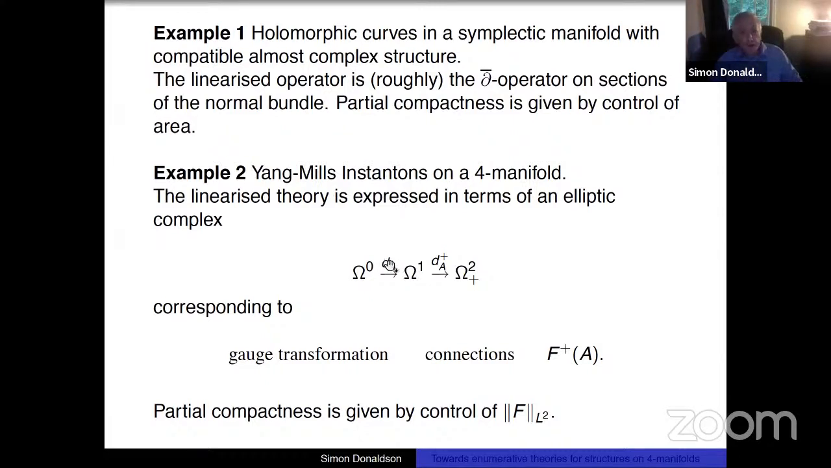And these three objects, of course, this is the linear level, but they correspond to the basic geometric objects in the discussion: the one forms are deformations of a connection, the naught forms are infinitesimal gauge transformations, and omega 2 plus is the place where the self-dual part of our curvature lives. So it's the place where the equation F plus equal to 0. So S in this situation would be given by F plus. And then partial compactness arises from a well-known integral identity, which gives an identity for the Yang-Mills functional, the L2 norm of the curvature, in terms of the topology of the bundle you're working on.